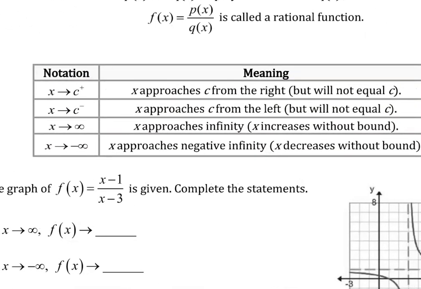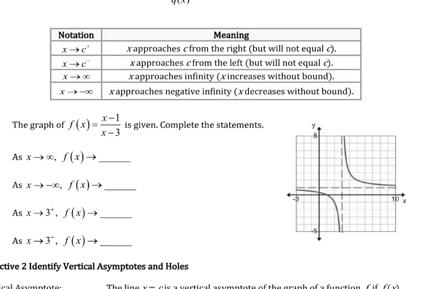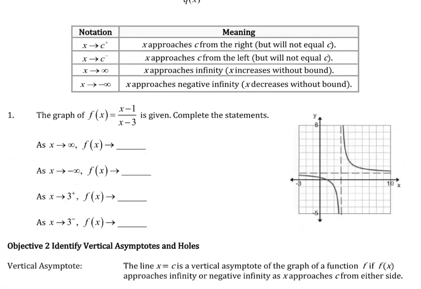The first set of notation, as x approaches c from the right, means that we will be going closer and closer to the x value of c coming in from the right side. Similarly, if we see this little minus sign up, it kind of looks like an exponent. That means we are approaching the value from the left side. The last two notations are for when we are approaching positive infinity and negative infinity. Respectively, those mean when x gets very, very big and when x gets very, very small.